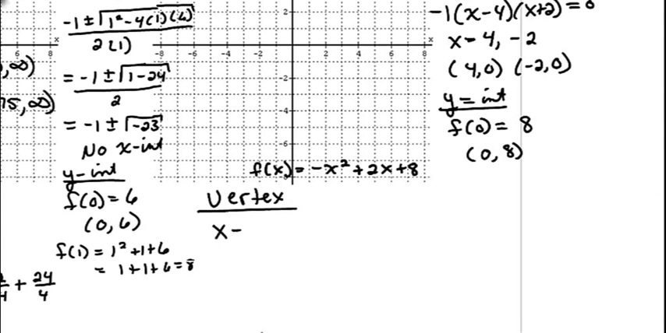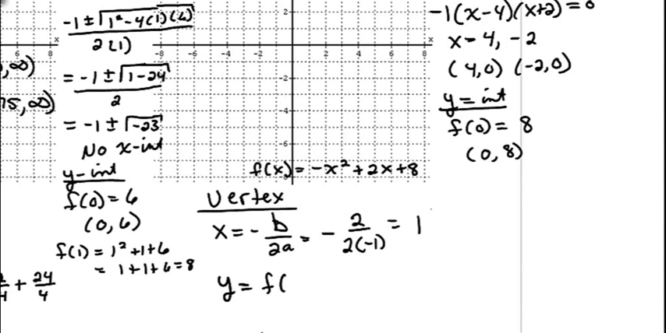And the x-coordinate of our vertex is at negative b over 2a. So write that negative sign down. B is always the number in front of x, so that's a 2, divided by 2 times a, and a for this one is negative 1. So we get a positive 1. And the y-coordinate of our vertex is going to be at f of this number, 1.